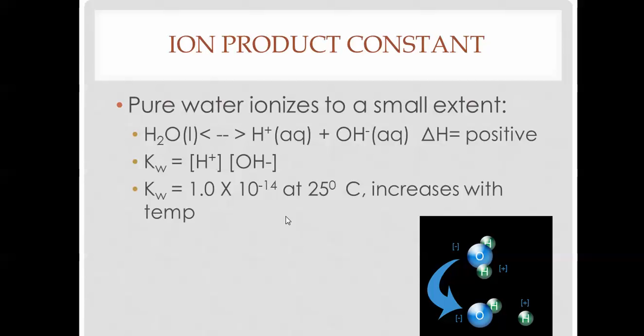So hopefully you recognize that this dissociation occurs only to a very, very small extent. That's a very small value for the equilibrium constant. This is only true at 25 degrees Celsius, just like any other equilibrium constant. It's only going to be true at a certain temperature. And it in fact increases with temperature, and hopefully you can make sense of that in light of delta H being positive, so this is an endothermic process. If you're thinking back to the equilibrium unit, hopefully you can fit that all together.